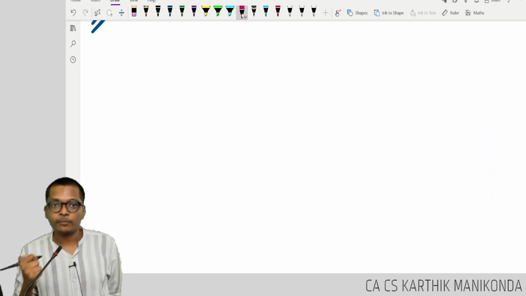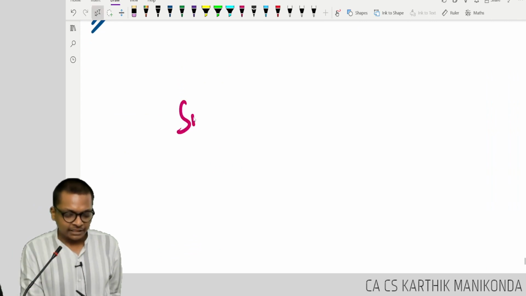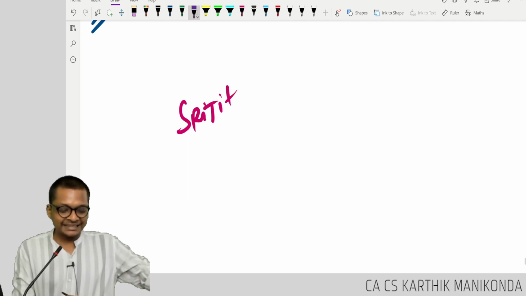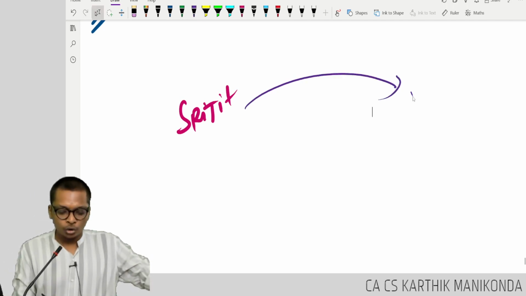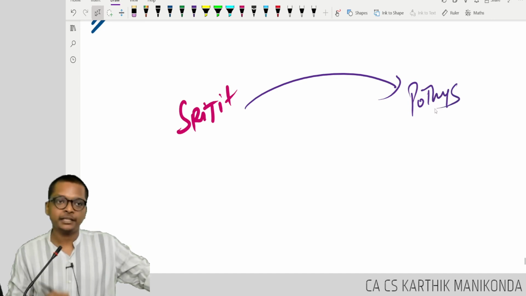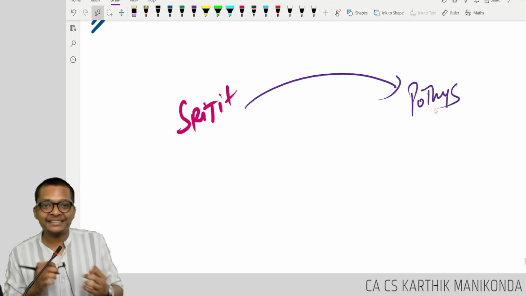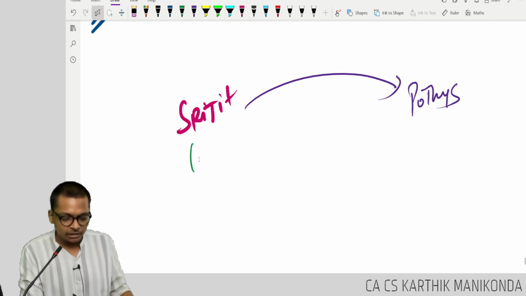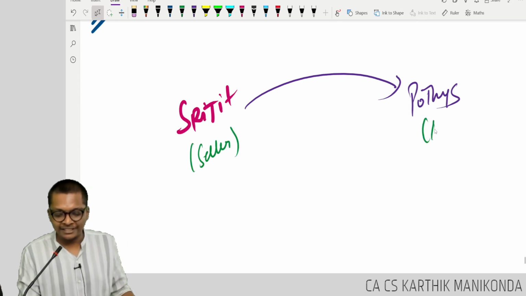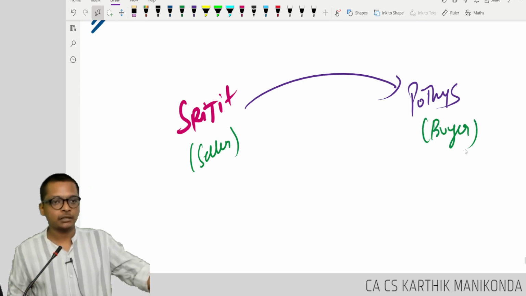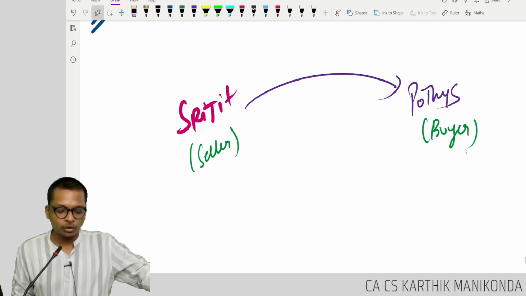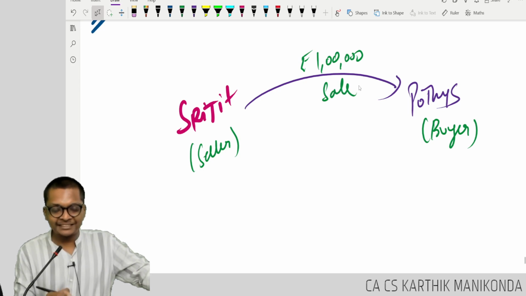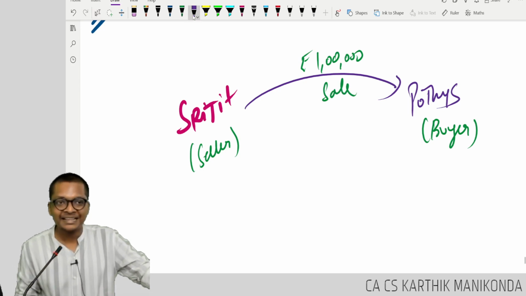Same example for both instruments. Okay. Srijit purchased those goods, textile goods, and he is selling it, let's say, to Pothys, Chennai. Pothys is a textile company, they will buy and sell. So Srijit purchased the clothes, he made his own design. Srijit is the seller, Pothys is the buyer. Are you following, guys? Okay. Now, rupees 1 lakh is the value of sale.